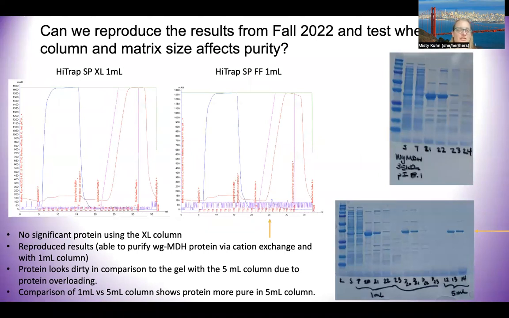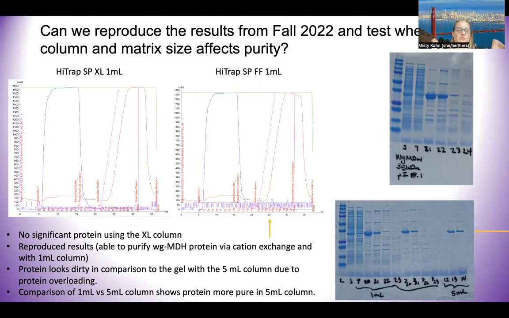But the first step was, can we actually reproduce the results from the fall semester? And so what we looked into was, first, we needed to ensure that we had the right matrix. There are two different kinds of columns that Cytiva sells for cation exchange. One of them is called an SPXL and another is an SPFF. And we weren't sure which one they were using. We knew it was a 5 mL column, but we weren't sure because we put a label on the side of the tube, and when we pulled the label off, the name of it came off at the same time. So that was a fault, not only for myself, but also for students, that we needed to know what we were dealing with.